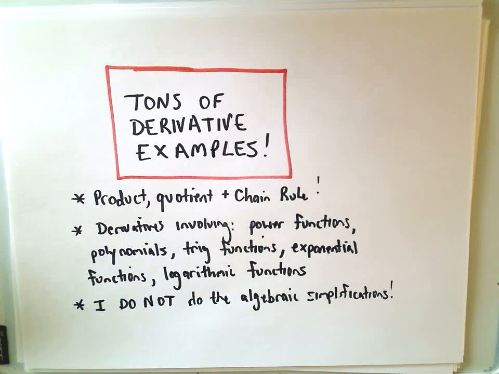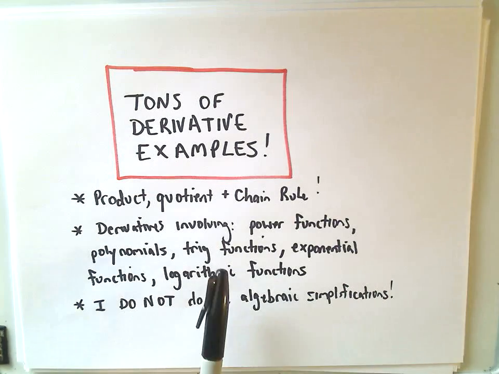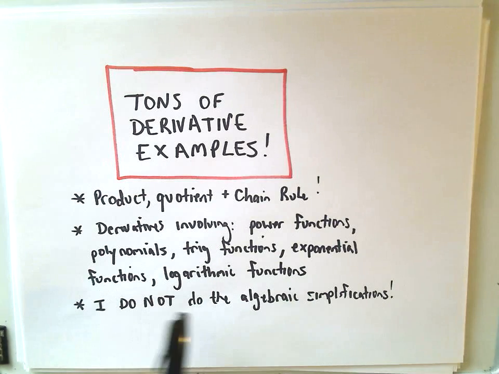Okay, in this video I'm going to do lots of derivative examples, and if there's one thing that you come out of Calculus 1 needing to be able to do, it's you need to be able to take a derivative. So in this video I'm going to talk about the product, quotient, and chain rule. I'm not going to do logarithmic differentiation. The derivatives I'll be using will involve power functions, polynomials, trig functions, exponentials, and logarithmic functions. No inverse trig functions, no hyperbolic functions, and some of the others.